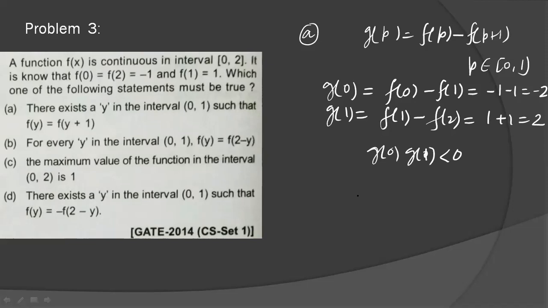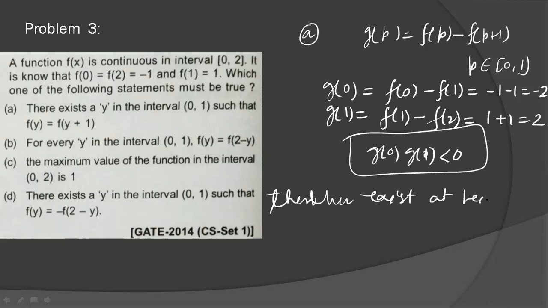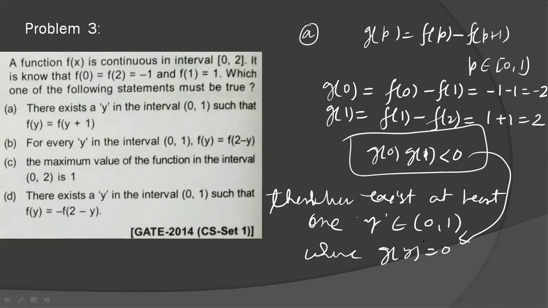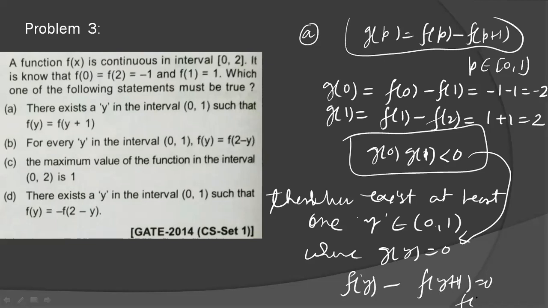If you see, then what is the meaning of this? Then there exists at least one y, we are taking particularly y, between open interval 0, 1, where gy is equal to 0. This is your intermediate value theorem. If this function is satisfying this property in 0, 1, then between 0, 1, the g function will have one root where the function is 0. We are taking particularly y notation here for our question purpose. It means gy equal to 0. It means fy minus f of y plus 1 equal to 0. So fy equal to fy plus 1. So A option is correct.